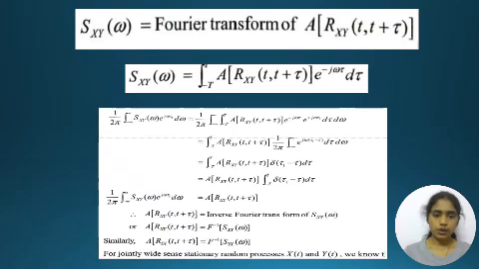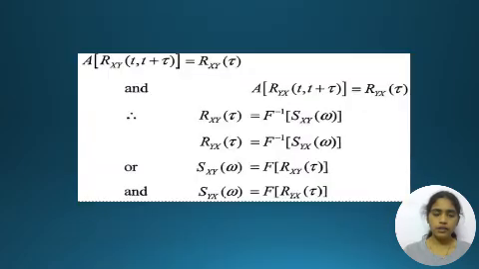Similarly, for jointly wide-sense stationary random processes x of t and y of t, we know that A of Rxy of t comma t plus tau equals Rxy of tau.